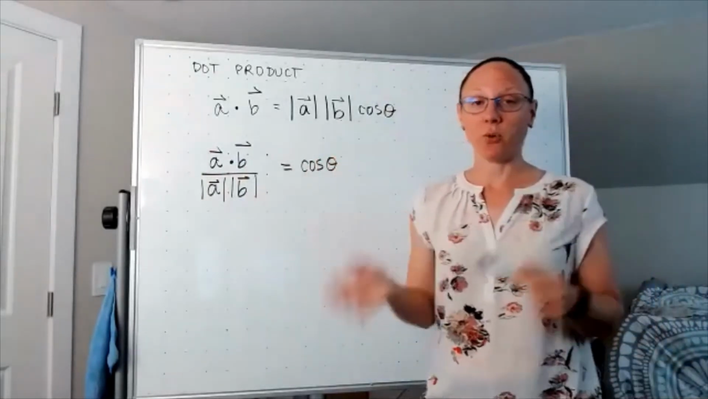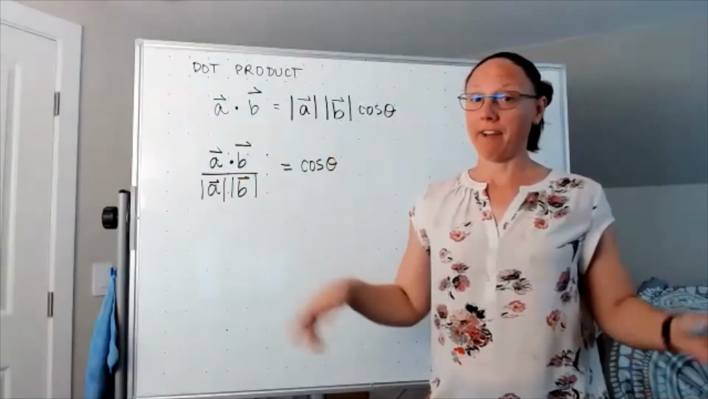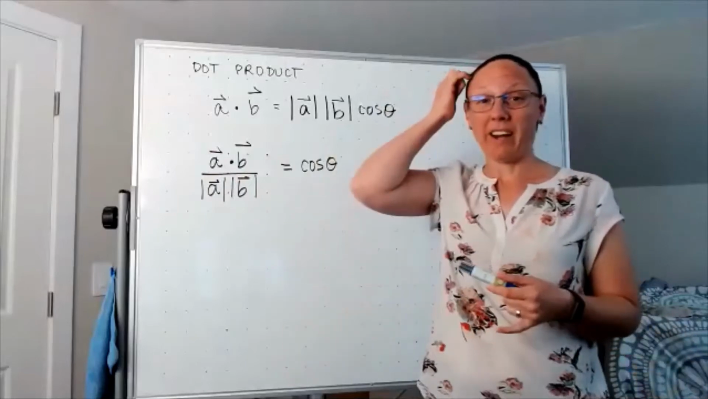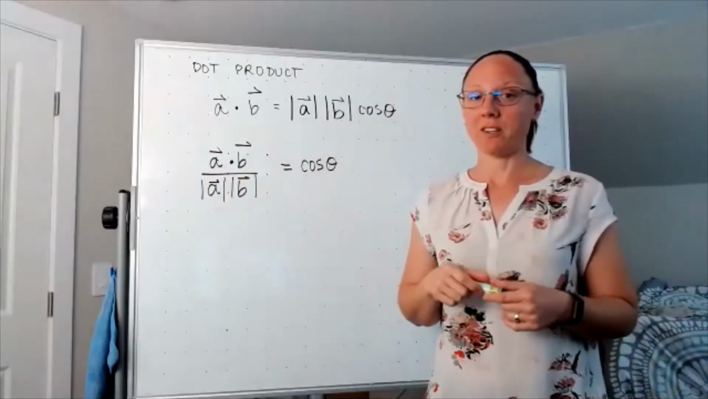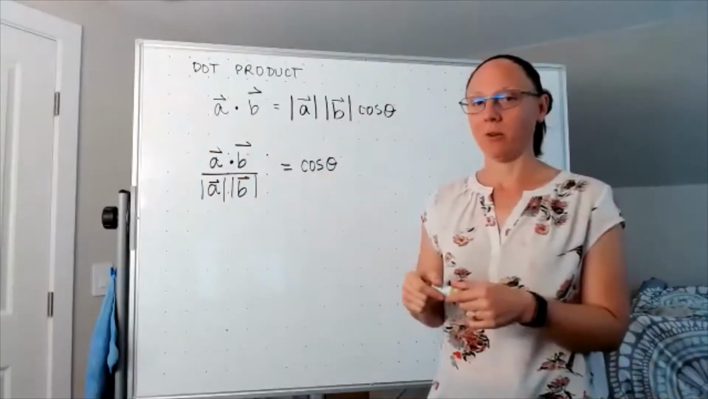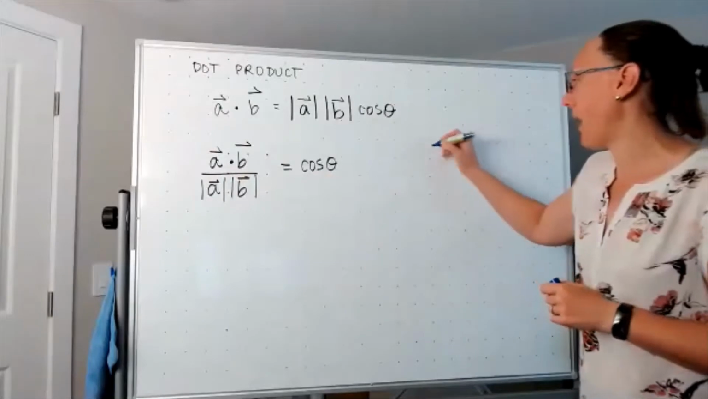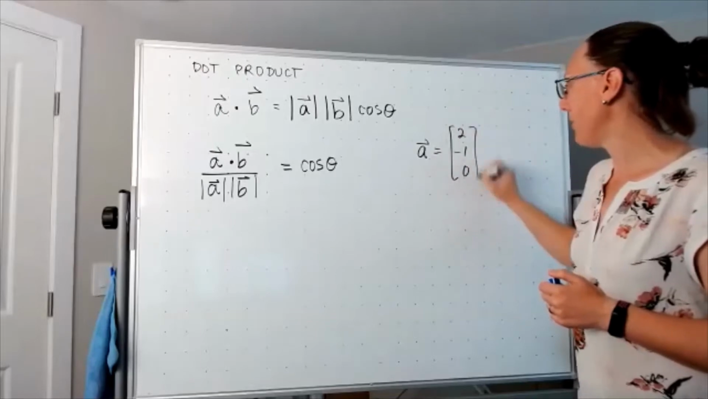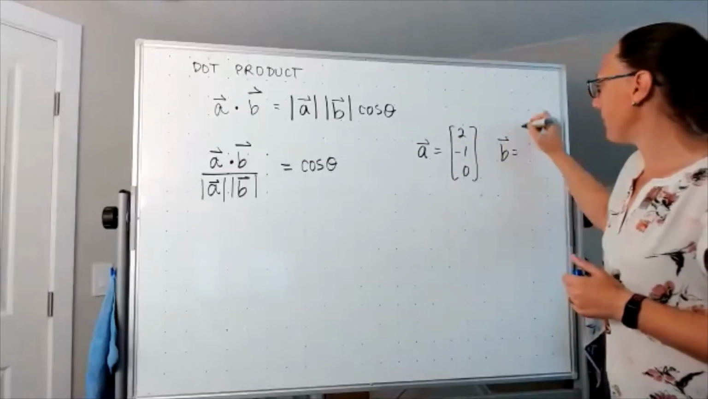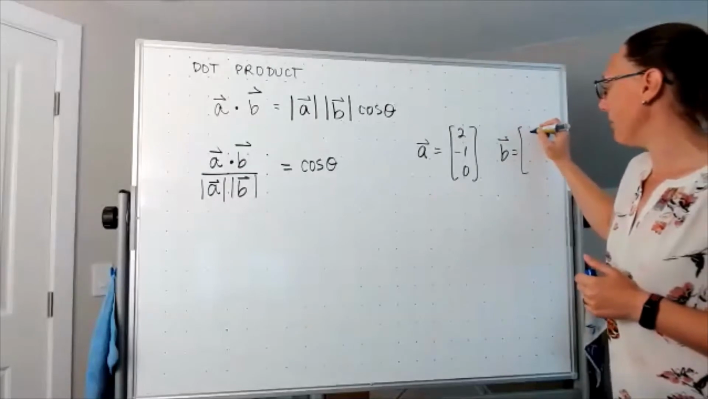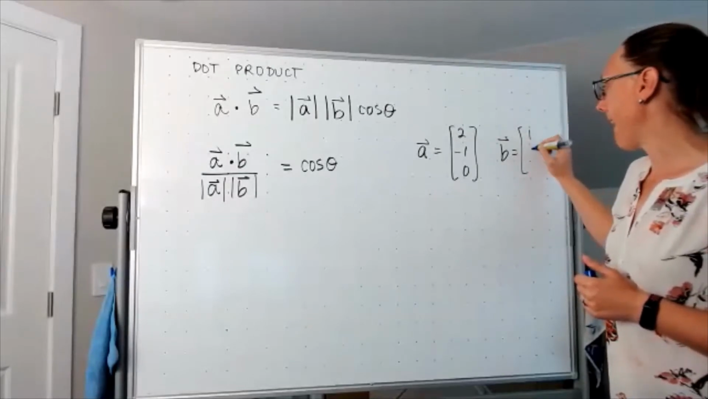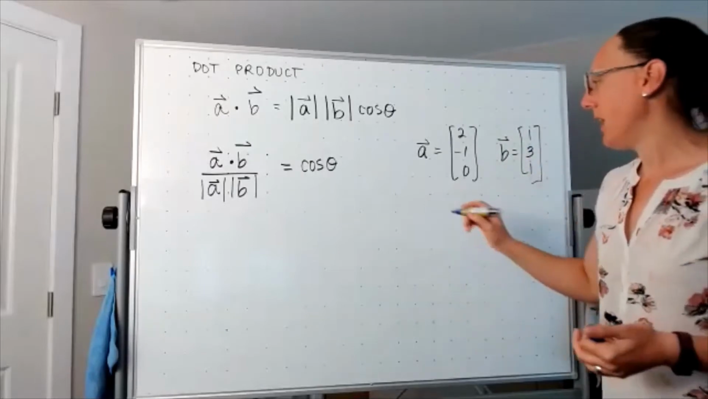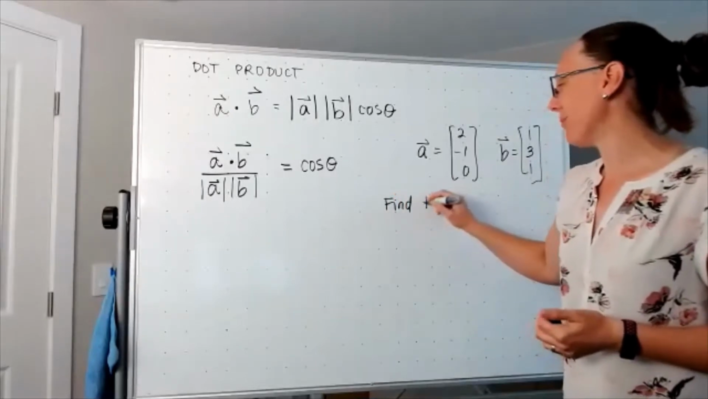Now, if you have vectors in 2 dimensions, you can go old school and fight through the geometry to find the angle between 2 vectors. But if we're in higher dimensions than just 2 dimensions, this is definitely the way we're going to find the angle between vectors. So let's do an example. I'm going to make my vector A the vector 2, -1, 0, and my vector B 1, 3, 1. And I want to find the angle between A and B.